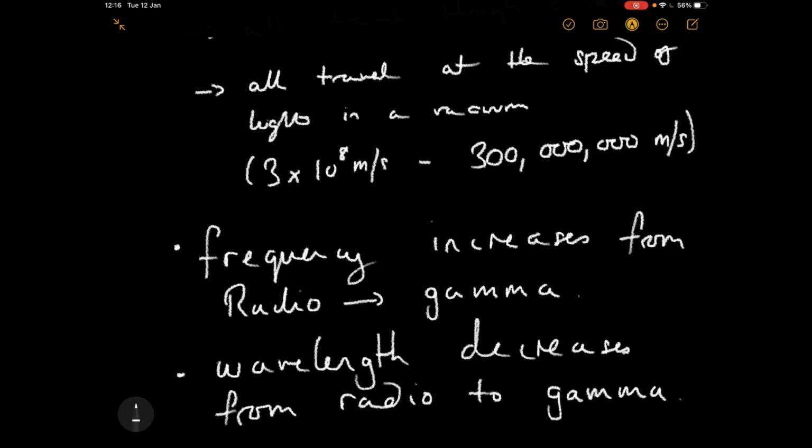Okay, but what happens is, because they all travel at the same speed, as one goes up, the other goes down. So frequency is getting bigger as you go from radio to gamma. Wavelength is getting smaller as you go from radio to gamma. And it's these two changes that ultimately determine how we interpret them.